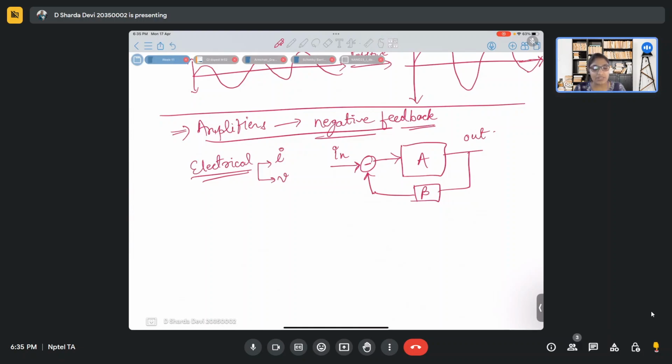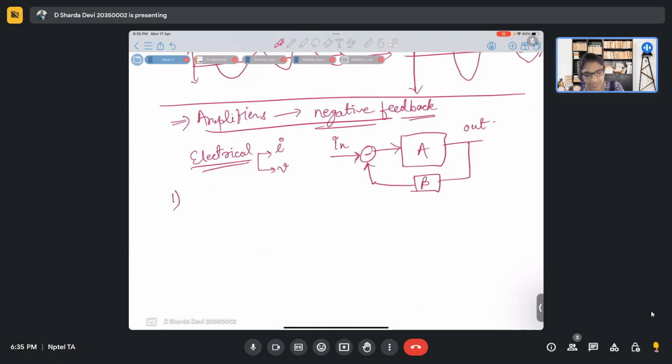Based on these current and voltage combinations, we have four different types of amplifiers. First, if my input is current and my output is also current, then it is a current amplifier. Second, if it is a voltage input with a voltage output, it is a voltage amplifier.